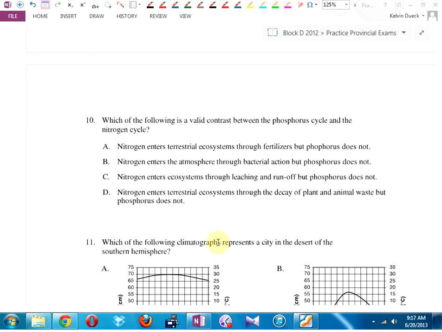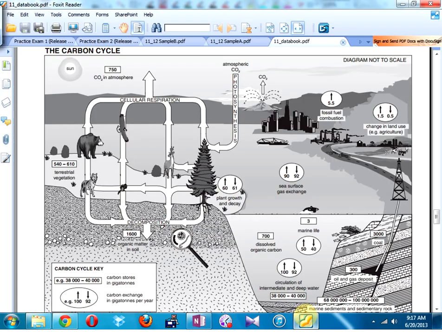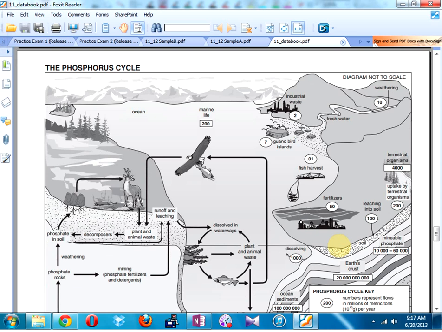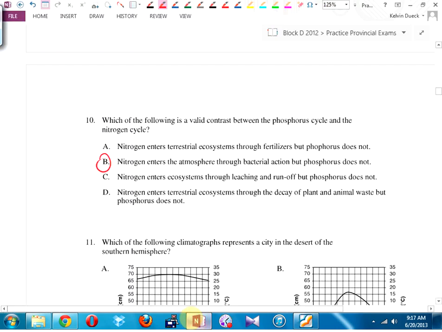Okay. Now, the correct answer, by the way, is B. Let's see if we can convince ourselves why that's the case. It's talking about nitrogen entering terrestrial ecosystems through fertilizer, but phosphorus does not. So if we go look at this, where's my nitrogen cycle? Here's my phosphorus cycle. I noticed that phosphorus does enter through fertilizers. So when it says phosphorus does not, I would say no, no.